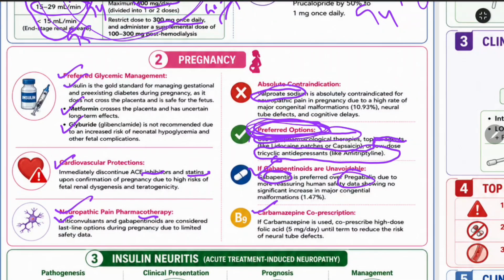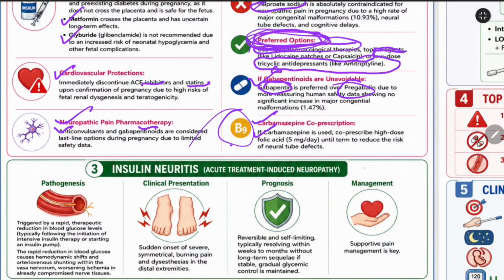Carbamazepine co-prescription: if carbamazepine is used, co-prescribe high dose folic acid, B9, until term to reduce the risk of neural tube defects. One point to remember is insulin neuritis, acute treatment induced neuropathy. What is that? This is triggered by rapid therapeutic reduction in blood glucose levels, typically following the initiation of intensive insulin therapy or starting an insulin pump.